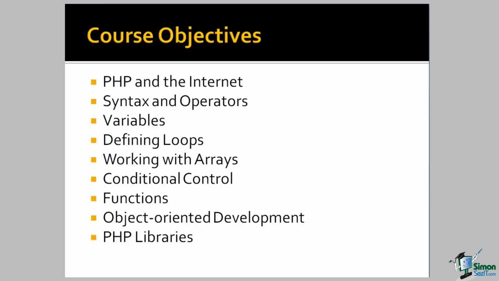So what are we going to do in the course? Well, we're going to learn about PHP, obviously. This is the overarching objective of the course. We're going to get you to a point where you will be a PHP developer. That is the goal. That is the objective of the course. And these are the topics that we're going to cover in the course to get you there.